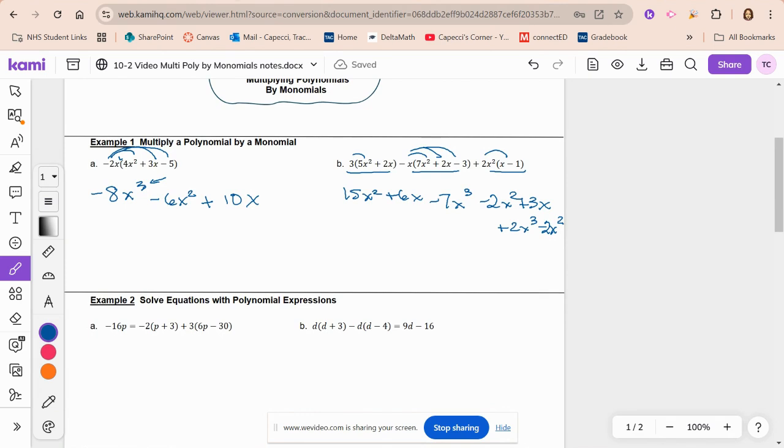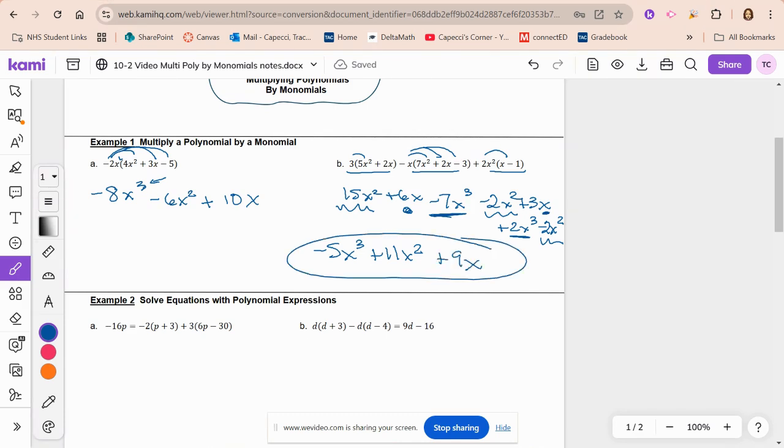Okay, so let's combine our like terms. Looks like x to the third is my highest. So I have negative 7x to the third and 2x to the third, which gives me negative 5x to the third. X to the second, so I have 15x to the second, negative 2x to the second, and another negative 2x to the second. So when I combine those coefficients, I'm going to get plus 11x to the second. Then I have 6x and 3x gives me plus 9x. And that is my final answer right there.